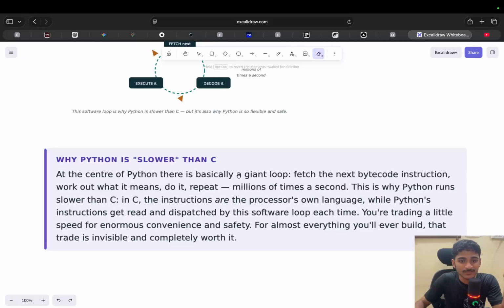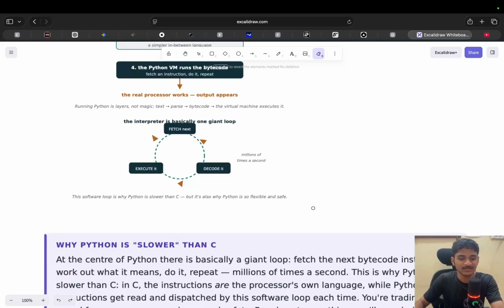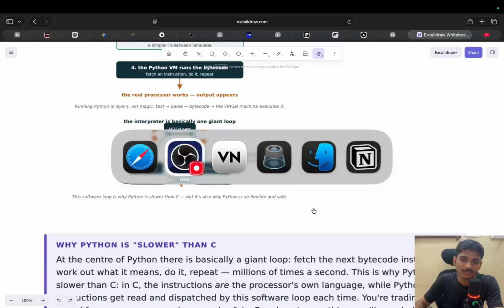At the center of Python there is basically a giant loop doing this millions of times. This is why Python runs slower than C. Did you get it? There is this extra step in Python compared to C, and this extra step is repeated many times. The interpreter goes line by line, so it fetches and executes multiple times. After each line there is a loop inside this CPython extra step, and that is why C is quicker and faster than Python. That is the underlying reason.